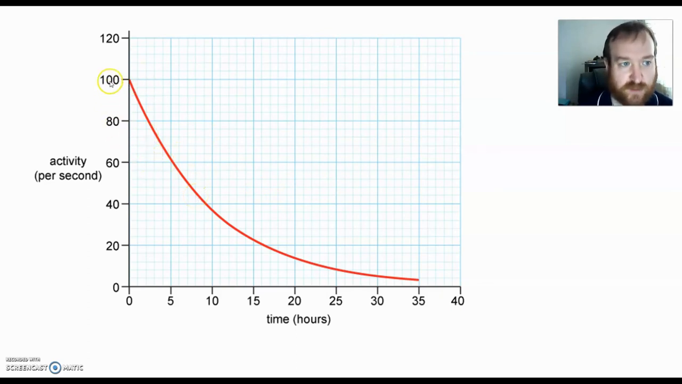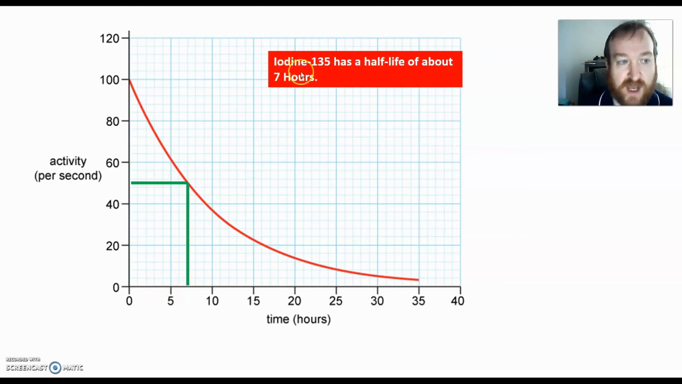So we look at the activity, we look at that half-life. Now we're starting at 100. We want to go half of 100. Half of 100 is 50. So we can draw a line from 50 all the way to where the graph is, and then down. Okay, and this green line that goes down towards the time axis, so 1, 2, 3, 4, 5, 6, 7 hours. So the half-life of this iodine-135 is about 7 hours. It takes 7 hours for the activity to drop by a half. And we could do it again. So half of 50 is 25, so we could do a green line across here, hits the line, and comes down here, and it's about 7 hours. It will always be 7 hours.